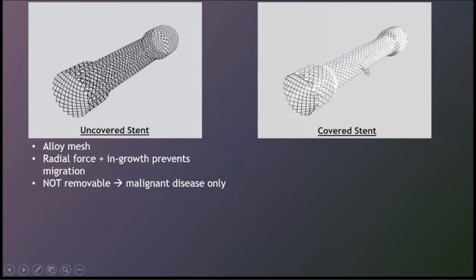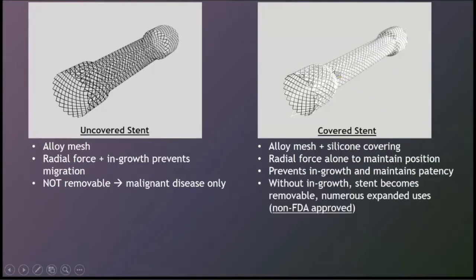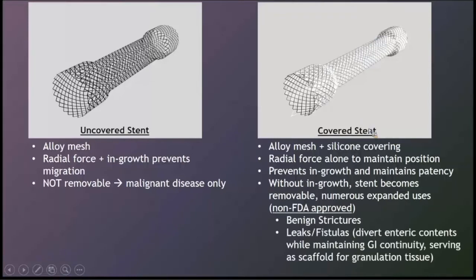Now the covered stent, you can see there's like a nice shiny covering on here. Now there's a silicone covering. The radial force is what holds it in place. So the intention was tissue growing in, but now that it's got this covering and nothing grows in, it means you can remove it. So in a non-FDA approved fashion, we've used it for more benign causes. And so benign strictures, leaks, and fistulas.